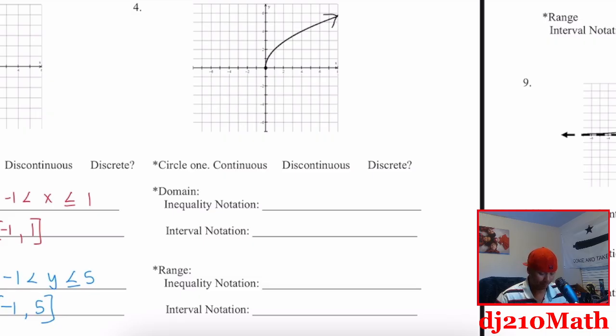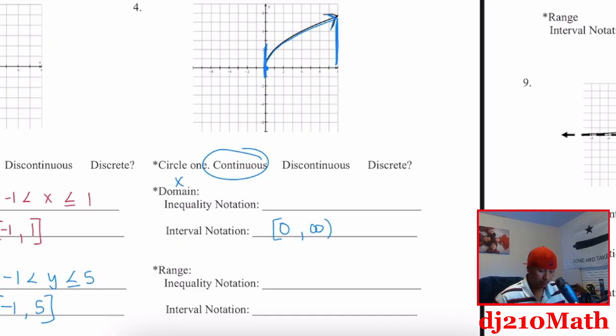Number 4. Looks like an arch that starts at 0, 0, goes to an arrow. So this is one continuous piece, right? It's just one piece. It's not multiple pieces, and it's not dots. It's not dotted. Okay, domain, we're talking about the x's. So the most left that x could be, that is 0. Bracket, because a closed circle. The most right that x could be has an arrow, so infinity, parentheses.